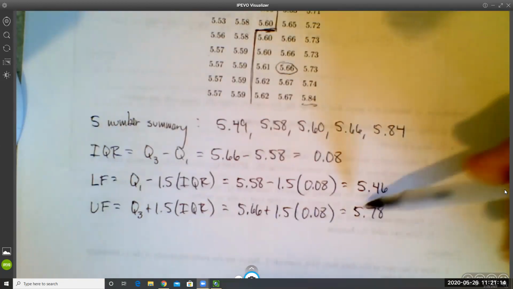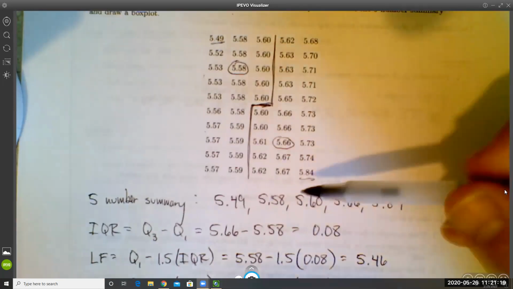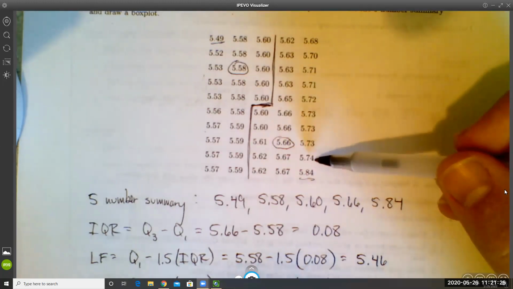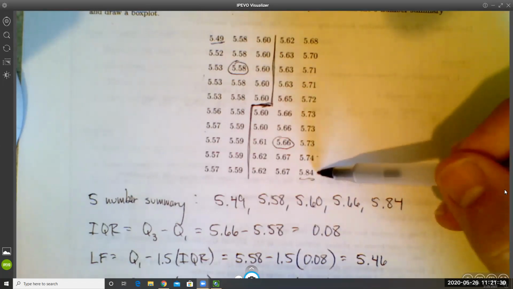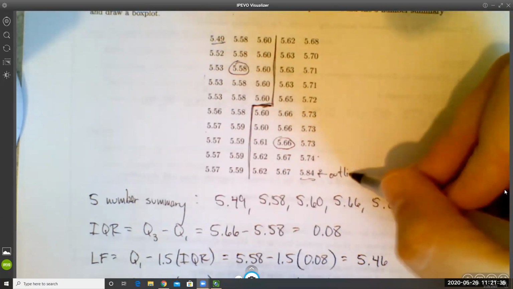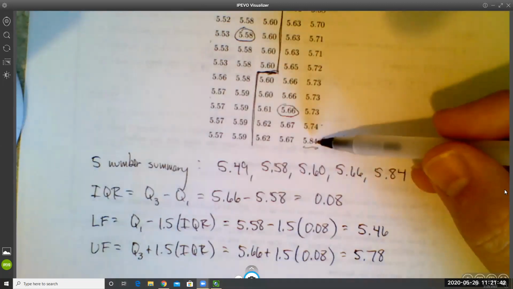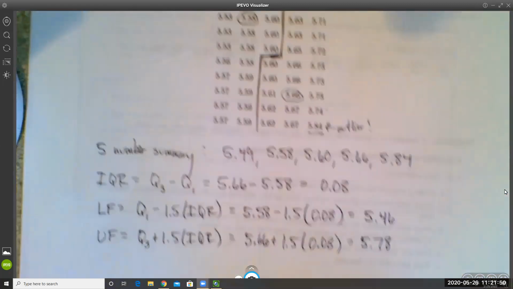On the upper end, we would need values bigger than 5.78. Do we have any of those? Well, yeah, 5.84 is bigger than 5.78. 5.74 is less than 5.78, so that one's not an outlier, but this one is. This is an outlier. So when we draw our box plot, we're going to label this value with an asterisk. And when we draw our whisker, it's only going to go to 5.74 instead of going all the way out to 5.84. So let's draw our box plot now.